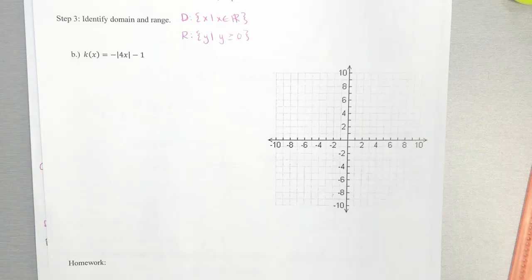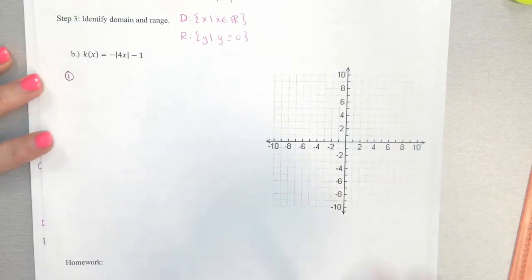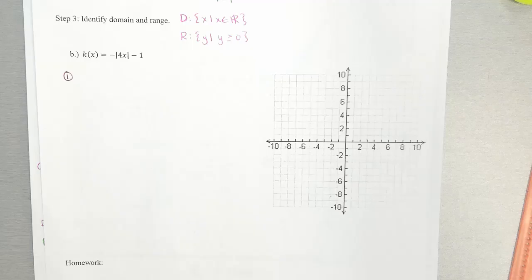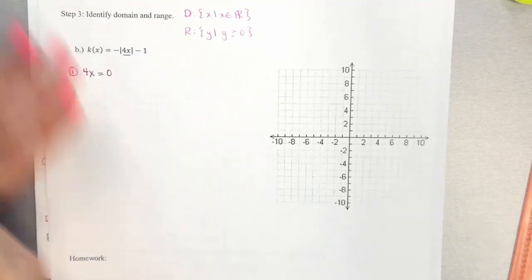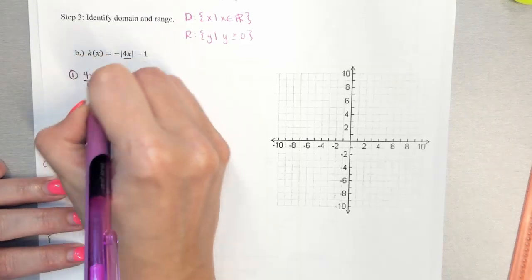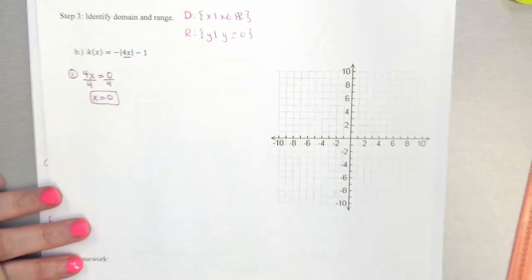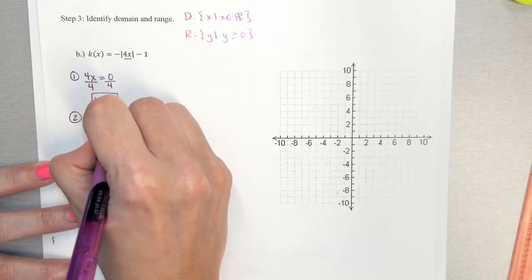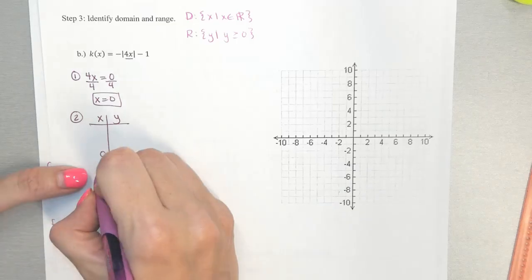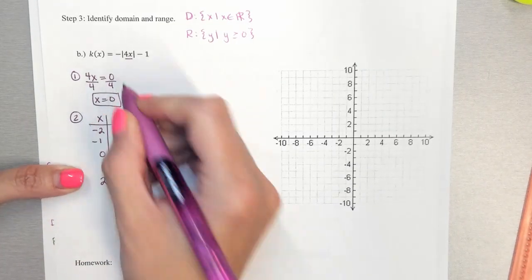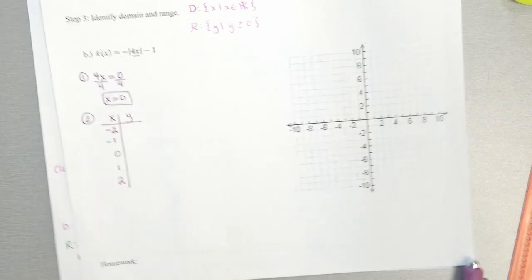Okay, so for part B, we're going to do those same steps. So when we're finding the center, now we have more things on the outside. The only thing that's inside the absolute value is what? Yeah, the 4x. So we're going to take 4x, we're going to set it equal to 0. Okay, we would divide both sides by 4, which would give us 0. So then our next step is going to be to put that in the middle. Once you know what goes in the middle, we're just going to go 2 up. We're going to go 2 down, and then we're going to plug that in to find our y's.